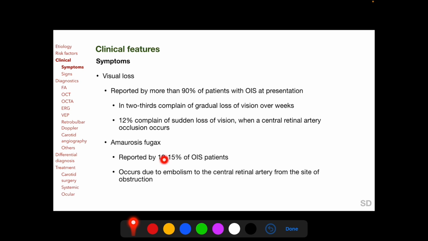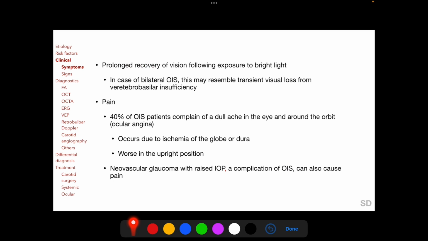10 to 15% of OIS patients may have a history of amaurosis fugax or transient visual obscurations, and these occur due to embolism to the central retinal artery from the site of obstruction in the carotid artery. Prolonged recovery of vision following exposure to bright light is a typical symptom of OIS, and 40% of OIS patients may complain of a dull ache in the eye and around the orbit, which is typically worse in the upright position and is said to occur due to ischemia of the globe or dura. And this pain of OIS is also called ocular angina.